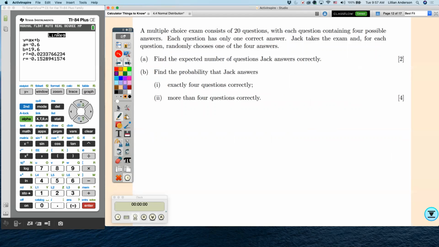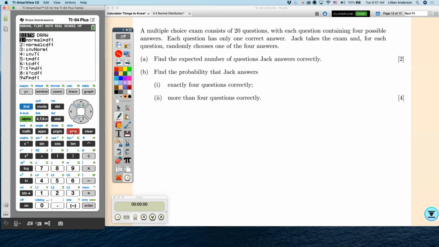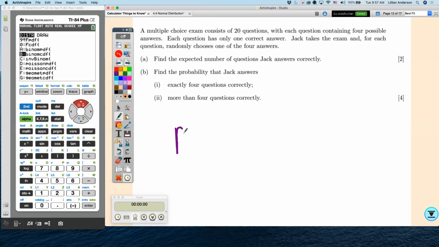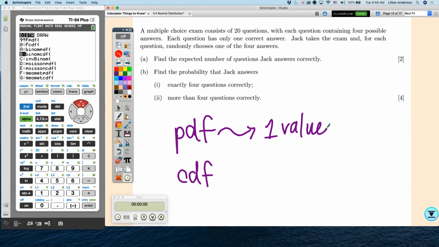This problem here deals with binomial distribution. Second bars, options A and B are where binomial distribution is. PDF and CDF. You have to use both depending on the problem. PDF is when you're looking for one particular value. Like here, find the probability that Jack answers exactly 4 questions. Exactly 4, that would be PDF.